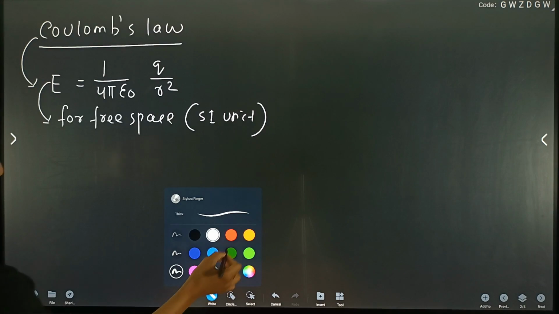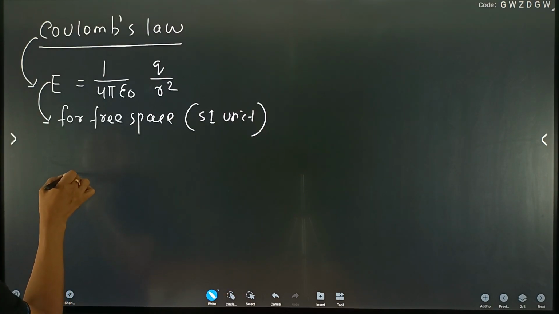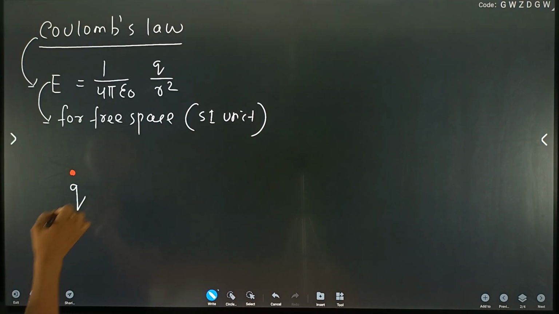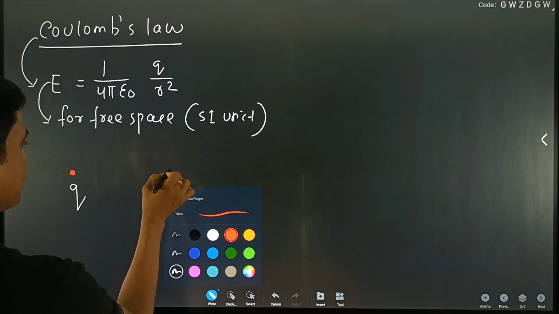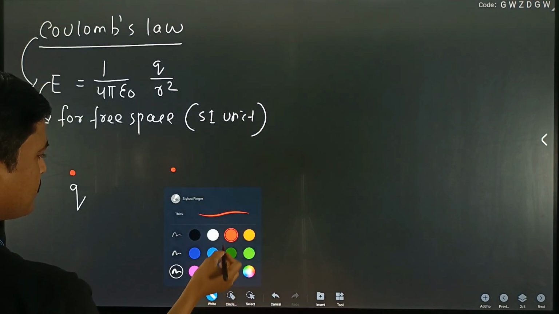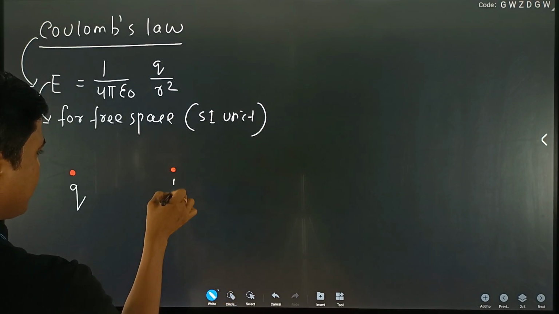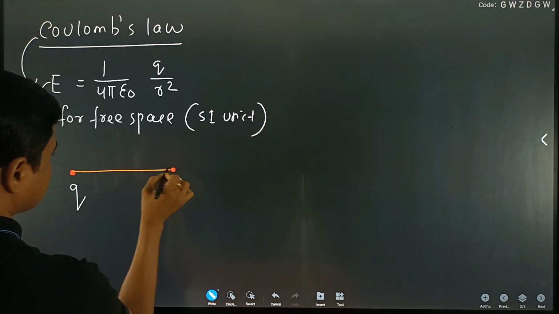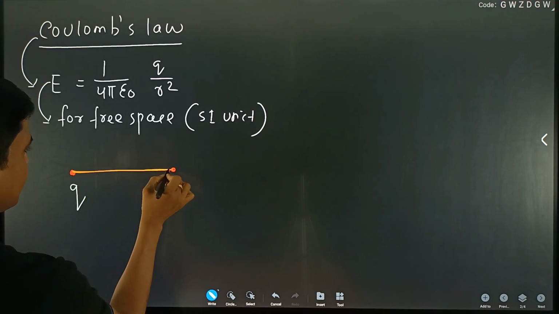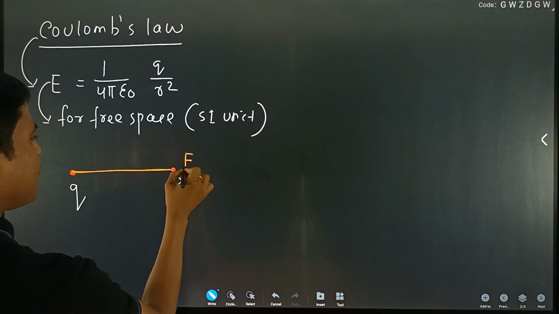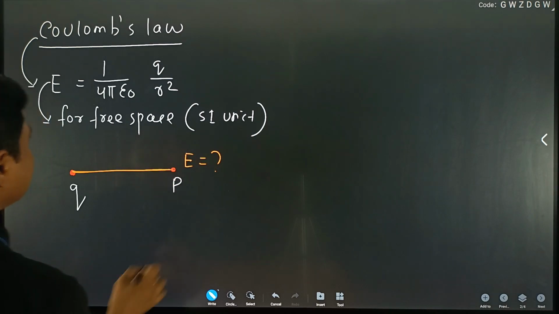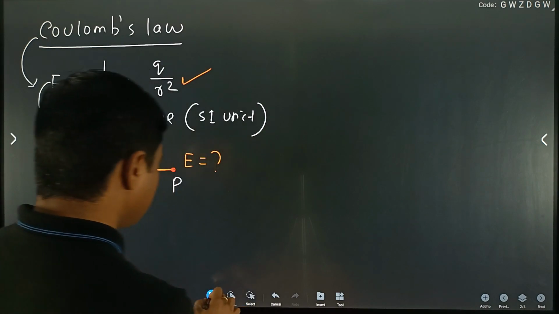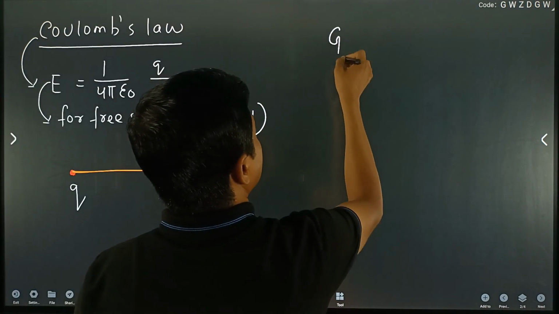That means, suppose we take a point charge q, and this one is the observation point. Suppose the observation point we write as point P, and this is the distance of the observation point from the point charge. Then at point P, the magnitude of electric field E is equal to this amount. You know that.